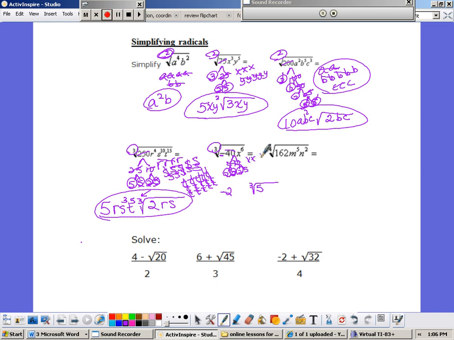I have 6 X's, so 2 groups of 3. So an X squared comes out, no X's stay in.